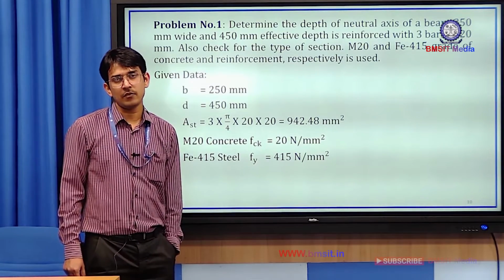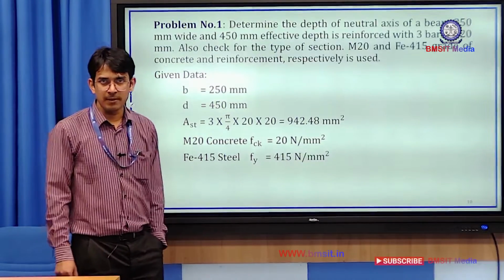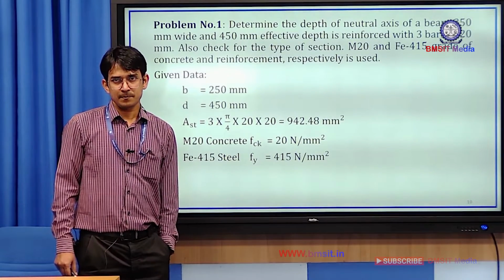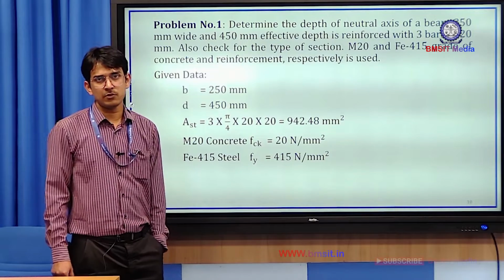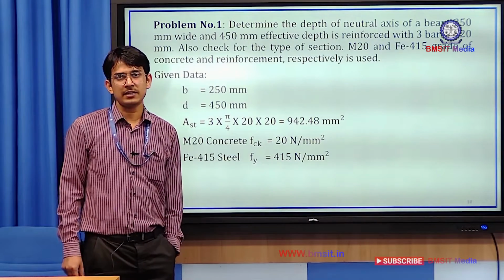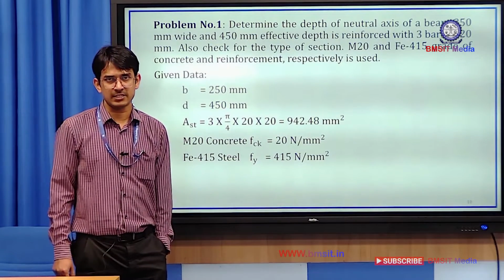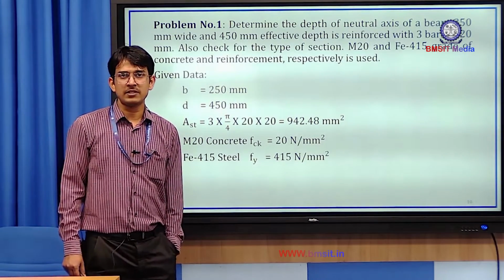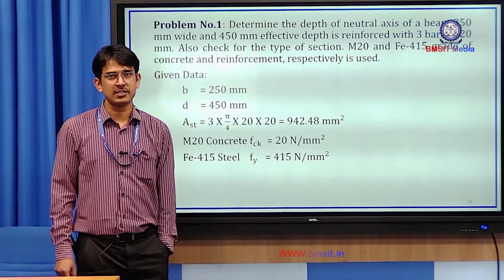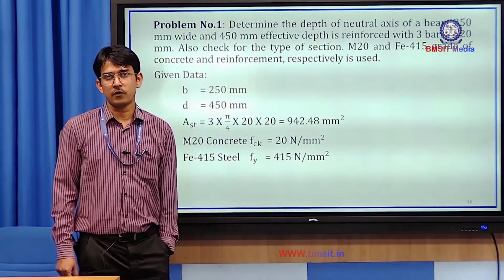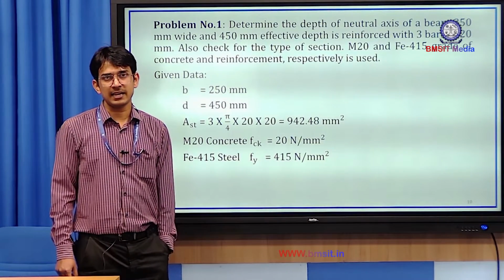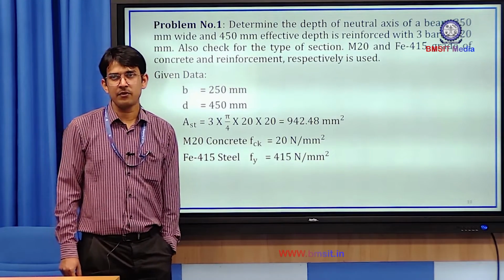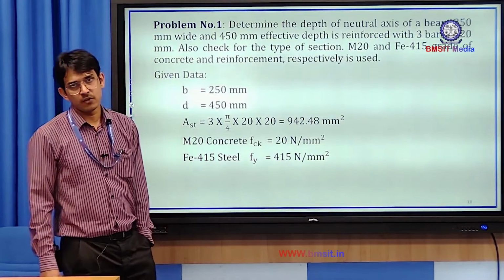So AST, the area of steel in the tension zone, is 3 into pi by 4 into 20 square. To check the type of section, you first need to find the depth of the neutral axis, and after that check the type of the section. Type of section means we have to find out whether the given section is under reinforced, balanced, or over reinforced. The grade of the materials given to us is M20 for concrete and Fe415 for the grade of the reinforcement.